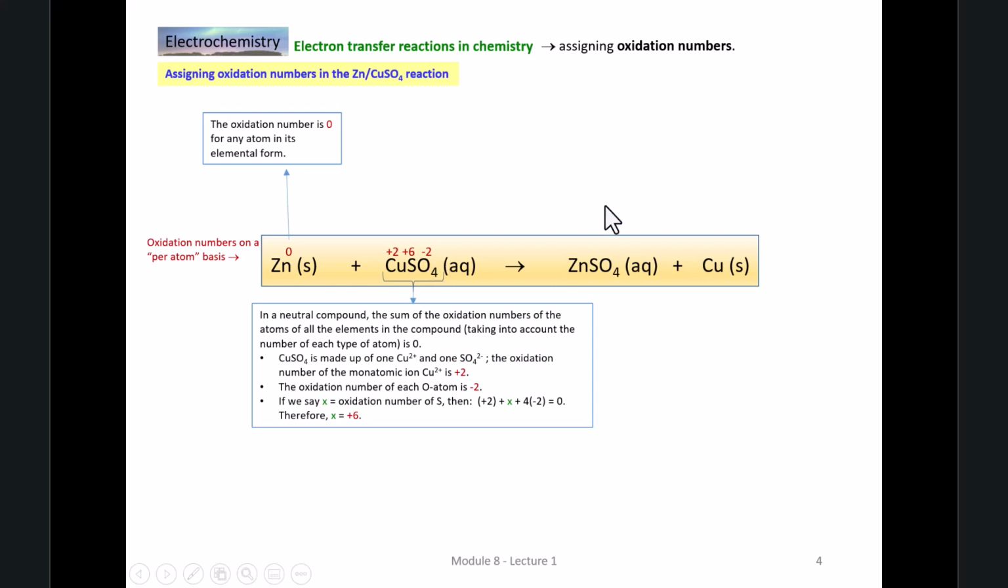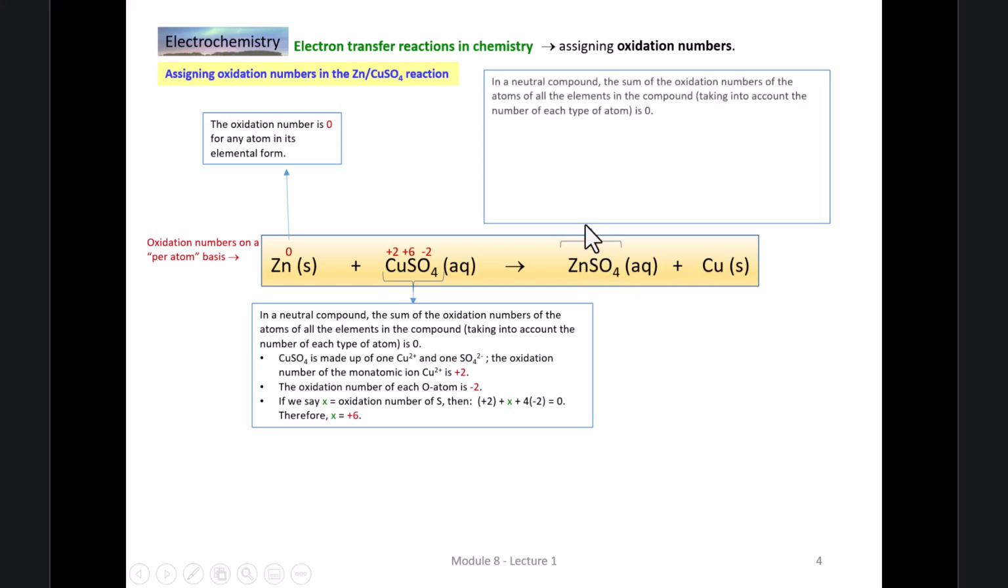Let's go over and look at zinc sulfate. Well, zinc sulfate's a neutral compound, so the sum of the oxidation numbers of the atoms of all the elements in this compound, taking into account the number of each type of atom, is 0. We know that zinc sulfate is made up of one zinc 2+ ion and one sulfate ion, and we know the oxidation number of monatomic zinc 2+ is +2. So I'll put it right here. The oxidation number of each oxygen atom is -2. So we'll put it right there.